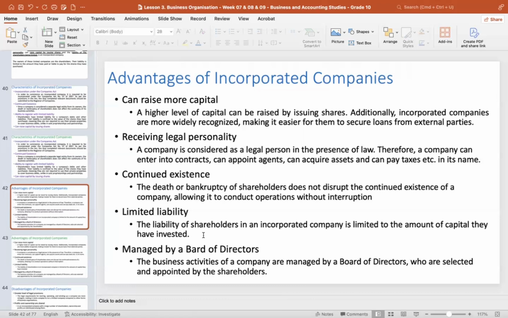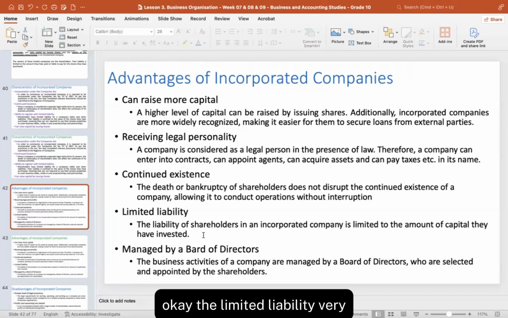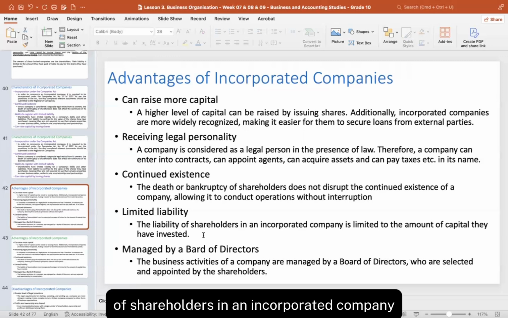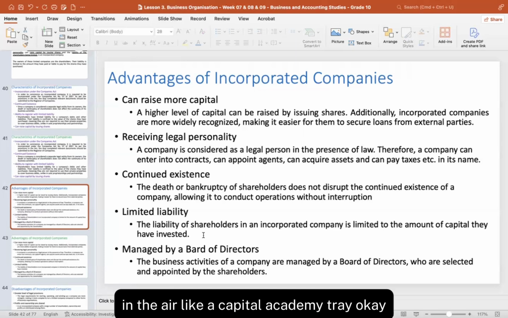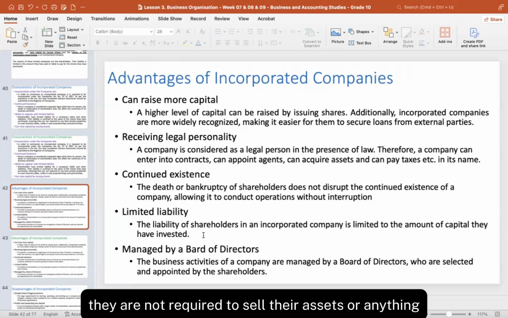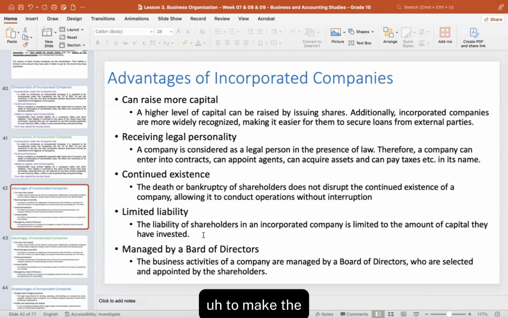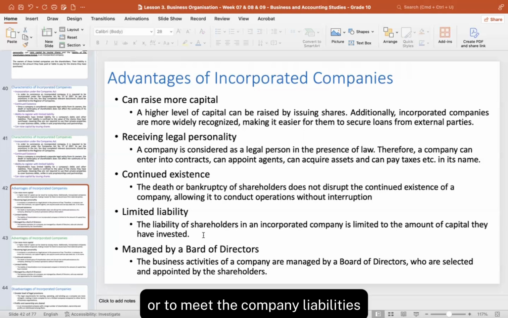The second one, there are a lot of shareholders and owners, and ownership is limited to shareholding. Okay. Then limited liability, a very very important thing. The liability of shareholders in an incorporated company is limited to the amount of capital they have invested. Their liability is only up to their capital. They are not required to sell their assets or anything to meet the company liabilities. Only their shareholding. Okay, managed by a board of directors.